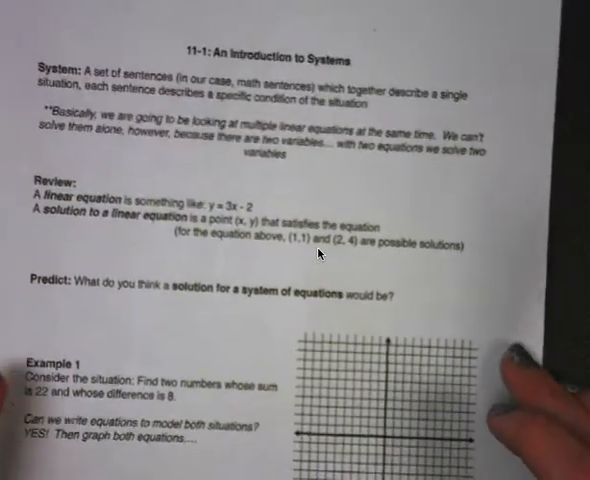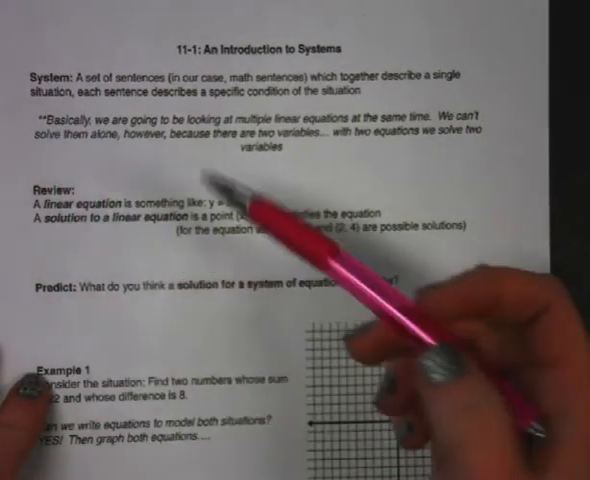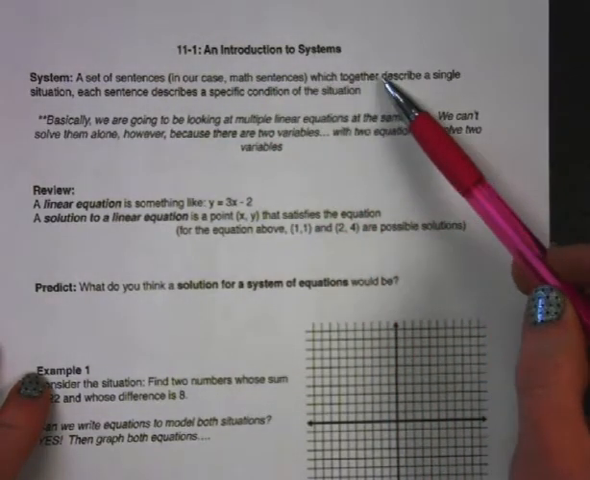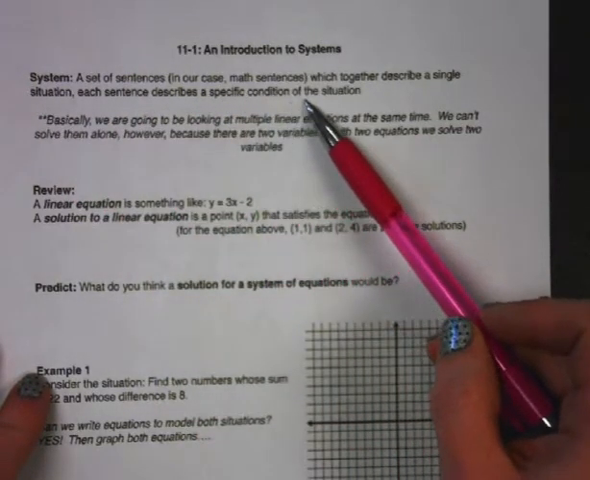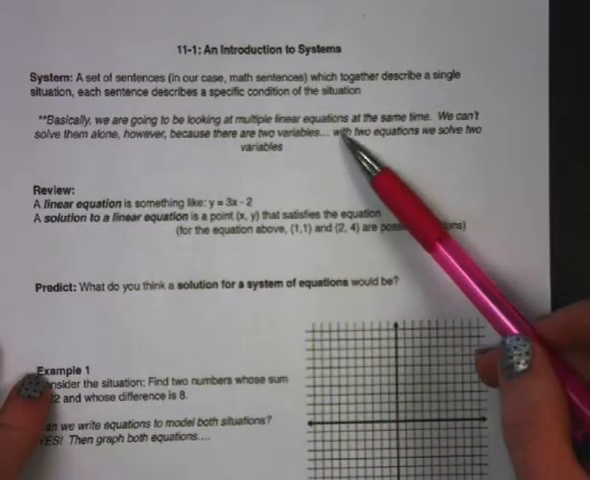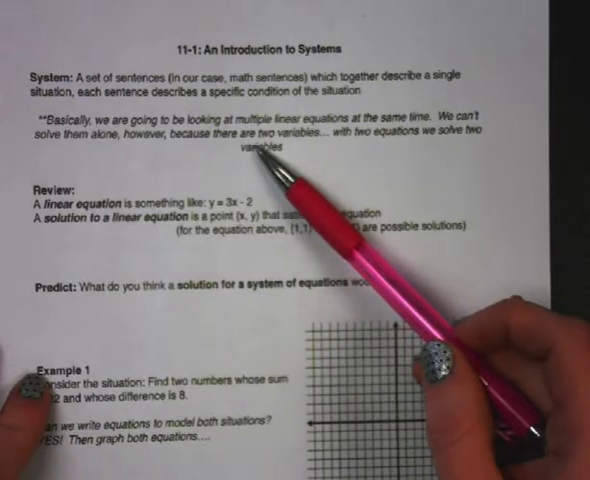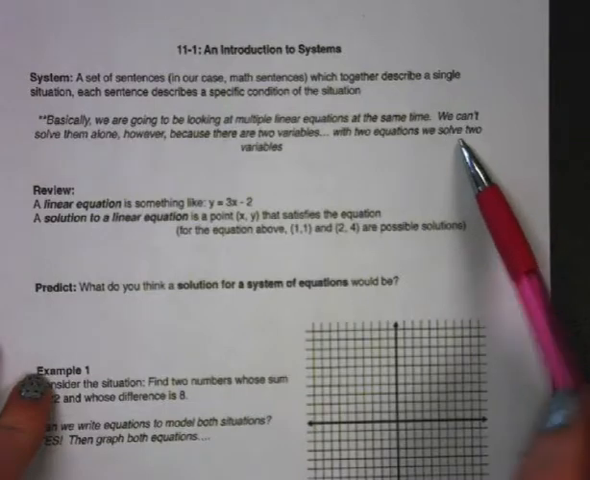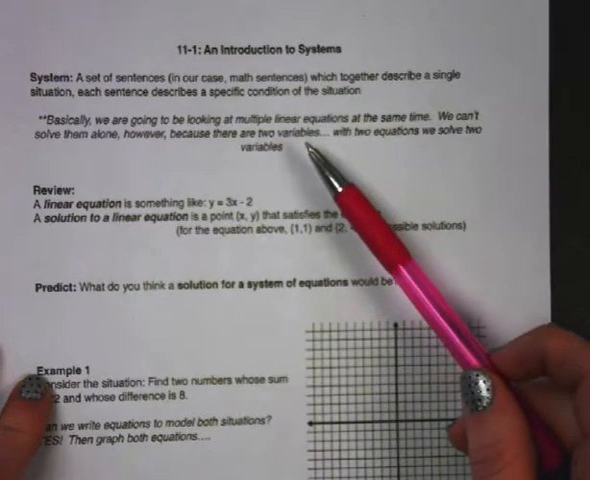Alright, so an introduction to systems. Like we said, system is probably the new word, and that's a set of sentences, and in our case we're going to be talking about math sentences, which together describe a single situation, with each sentence describing a specific condition of the situation. Basically, we're going to be looking at multiple linear equations at the same time. However, we can't solve them alone because we know there's 2 variables in linear equations, an x and a y. But when we have 2 or more equations, we can solve 2 or more variables. So that's kind of the point of doing systems, is allowing us to solve equations with 2 variables.